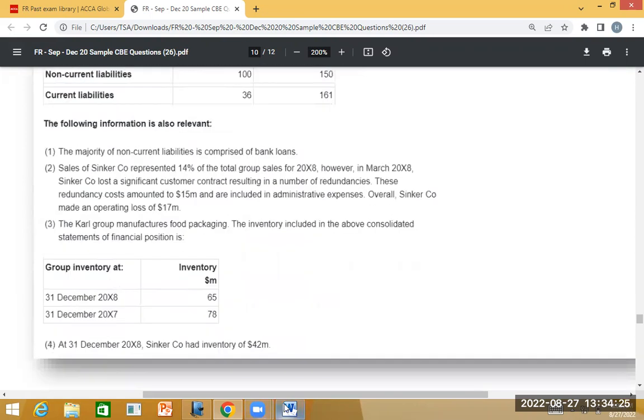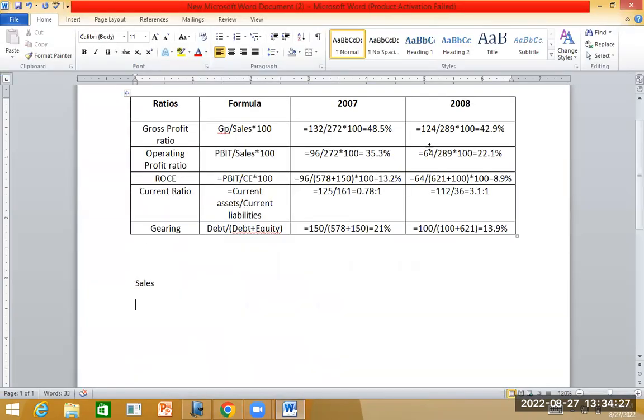What about the gross profit? The gross profit has also declined. So you can connect this point with the revenue: despite the increase in the revenue, there is a decrease in the gross profit. And then we need to write something about why the gross profit ratio is decreasing. Write something.